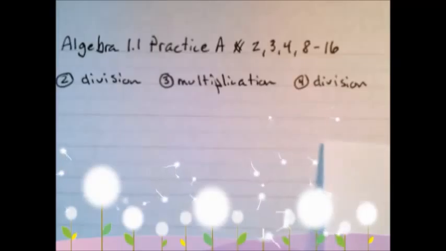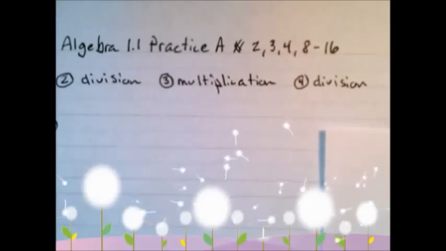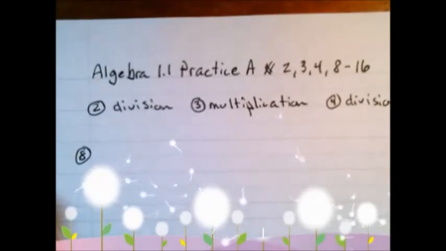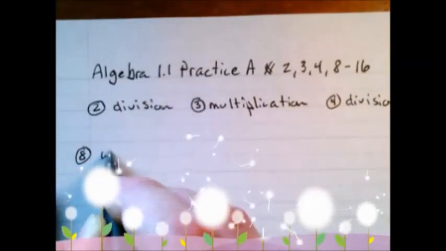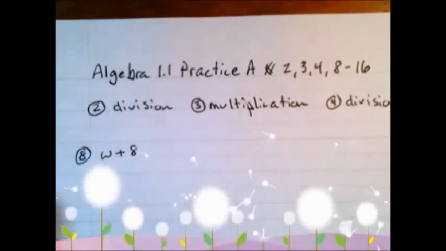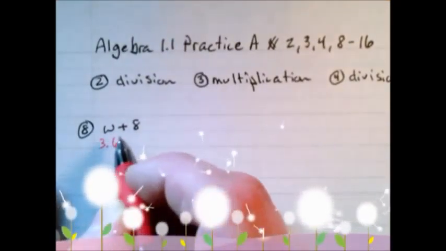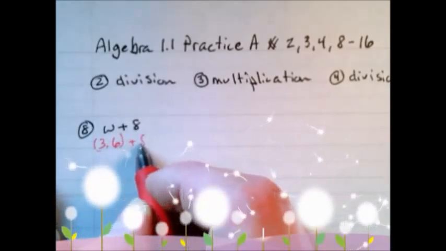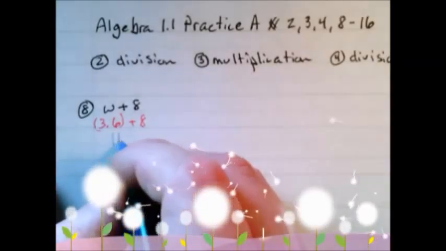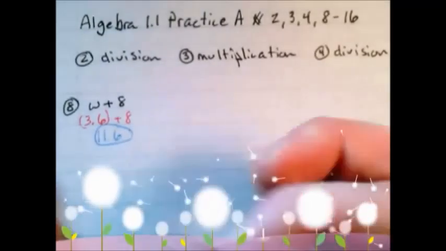Now we're going to take a look at numbers 8 through 16. Alright, these are evaluating the expression for the given value of the variable. So for number 8, we've got w plus 8 when w equals 3.6. So we just write out our original expression. We substitute 3.6 for w. We write out the rest of the expression, and then we just add them together, giving us 11.6.